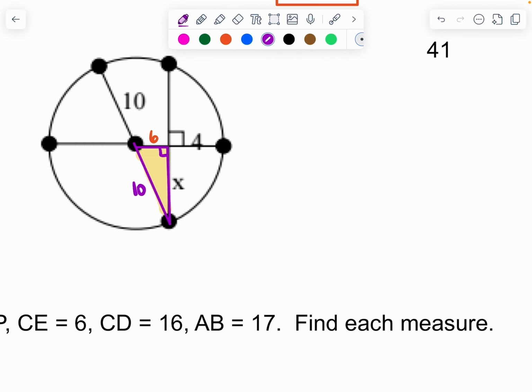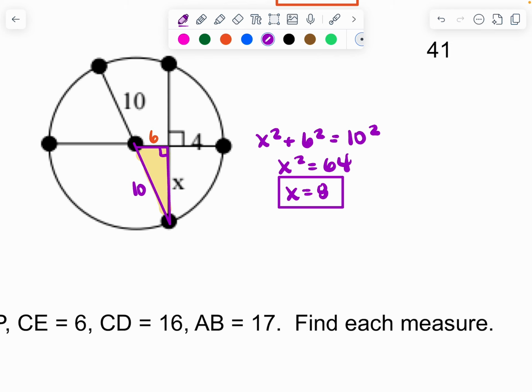And now we can do Pythagorean theorem and solve our right triangle. x squared plus 6 squared equals 10 squared. So x squared equals 64, so x equals 8. Or, of course, you can just recognize that this is a 3, 4, 5 Pythagorean triple, and you can just jump right to the answer.